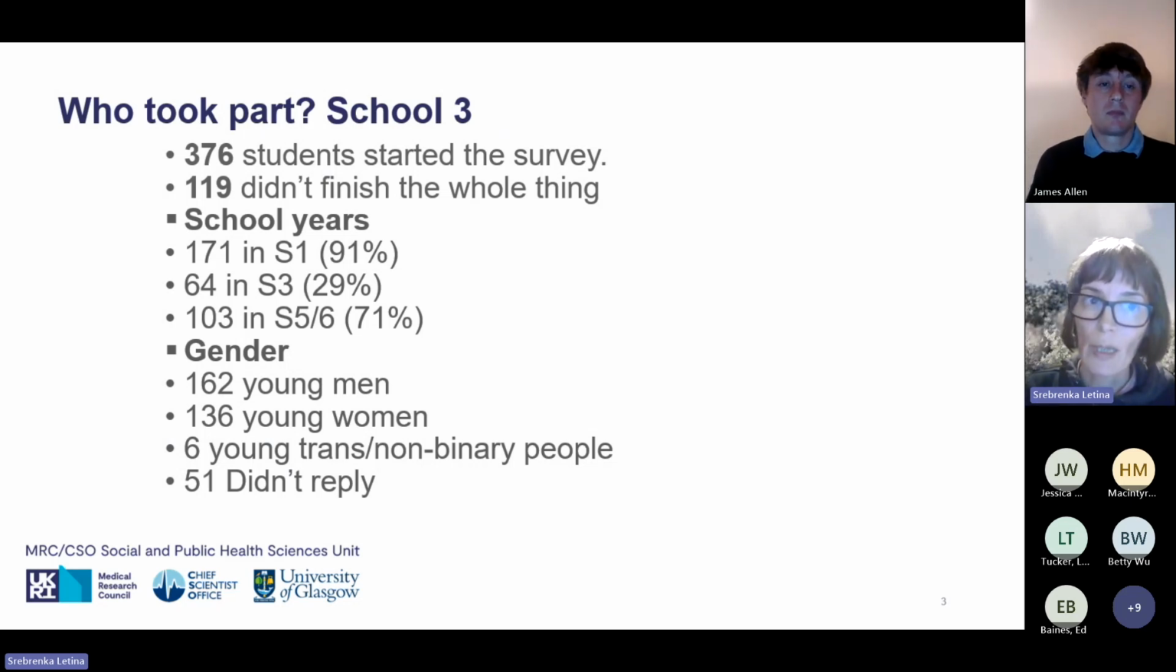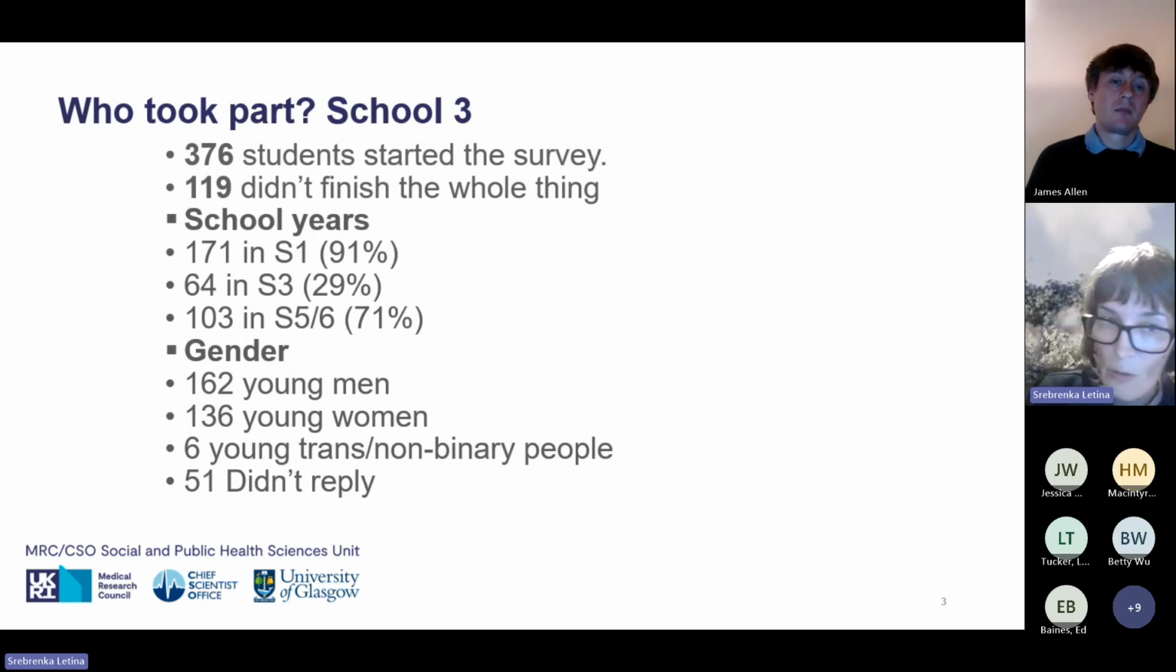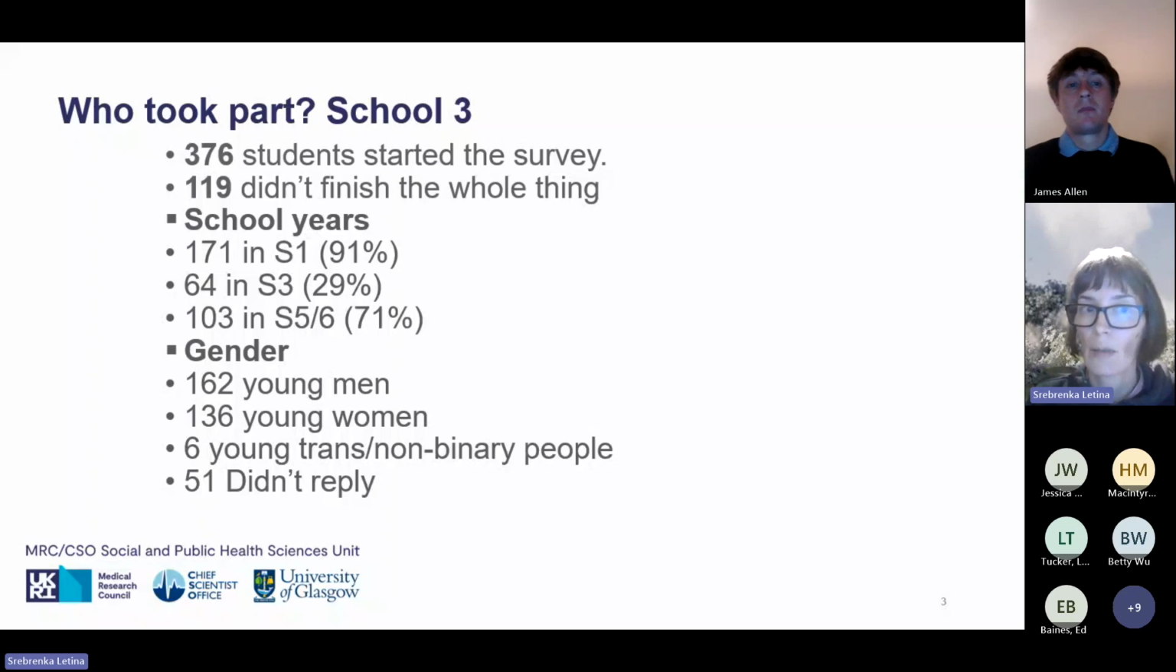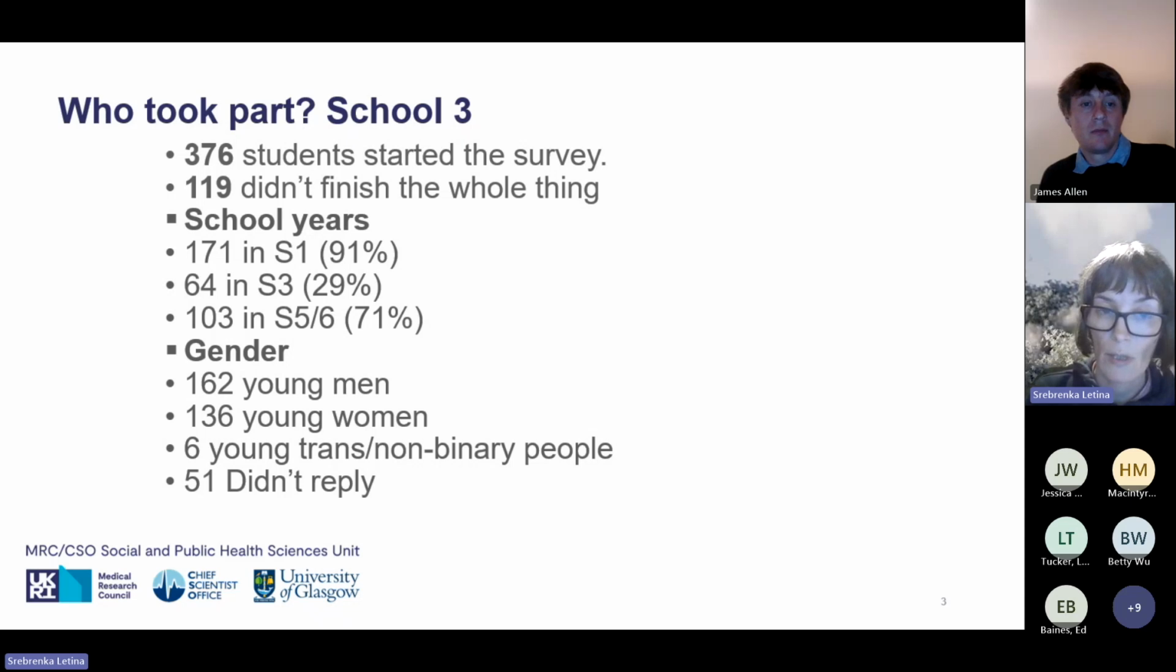So I'm going to show you the results that we have for one of the schools, which we call School 3, and more than 300 students started the survey. Not all of them finished, and it had three school years, the school that we are going to look at. And it's important for you to note that there is a difference in the number of students who actually participated, because that has a huge effect on what you can do with the network data. So in school year 1, which is 11 and 12-year-olds, we have 91%, much less in school year 3, where you have 13 and 14-year-olds, and 71% in school years 5 and 6, which is 16 to 17-year-old students.